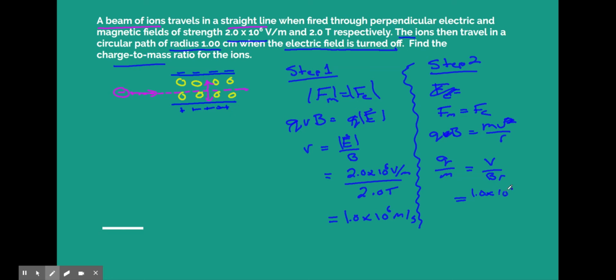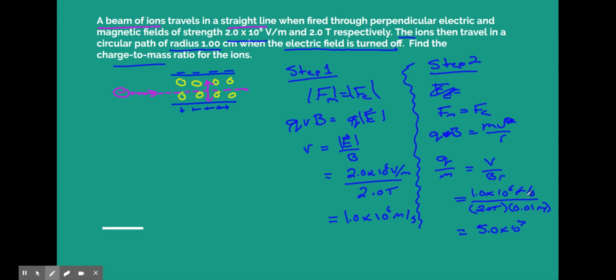1.0 times 10 to the 6th meters per second divided by magnetic field of 2.0 Teslas and radius of 0.01 meters once we convert to meters. And so in the end, we get a charge to mass ratio of 5.0 times 10 to the power of 7.